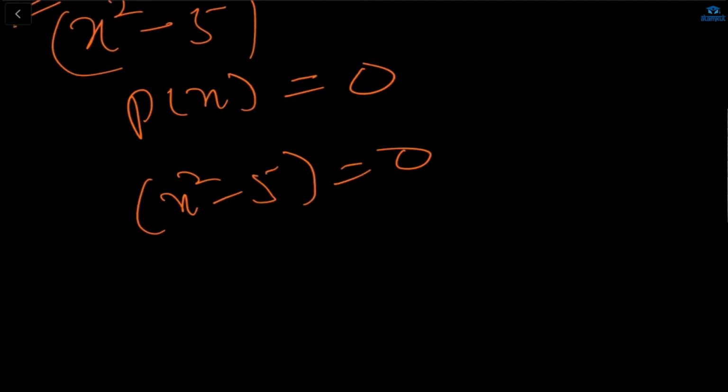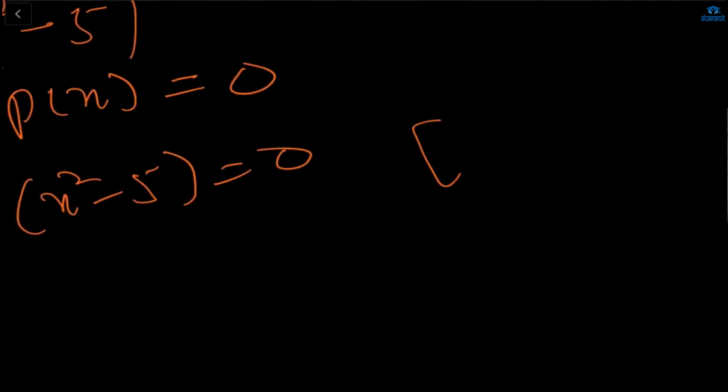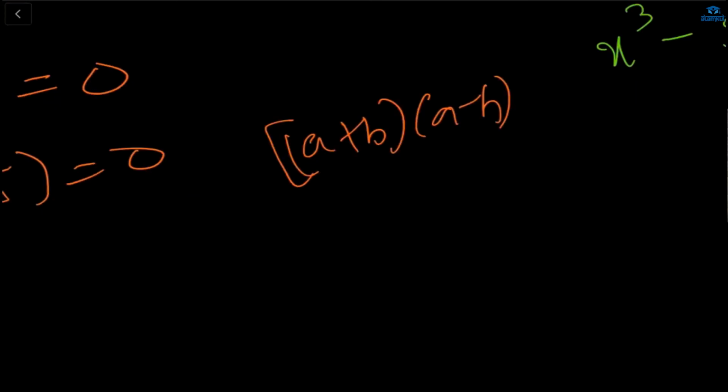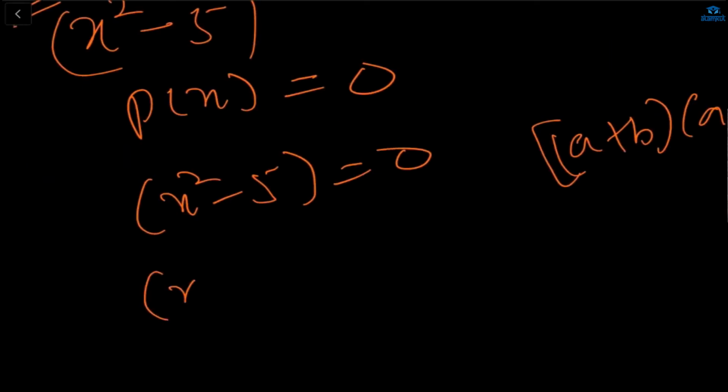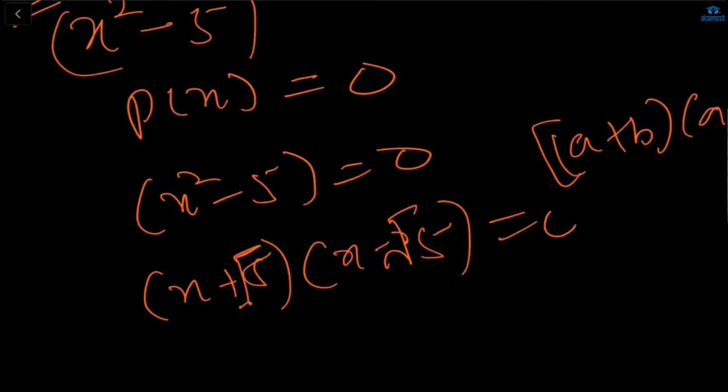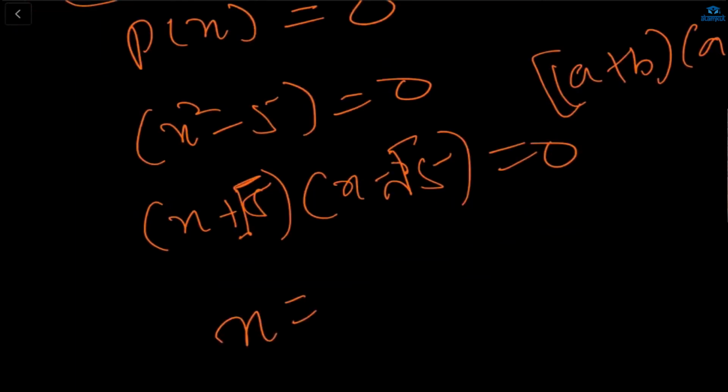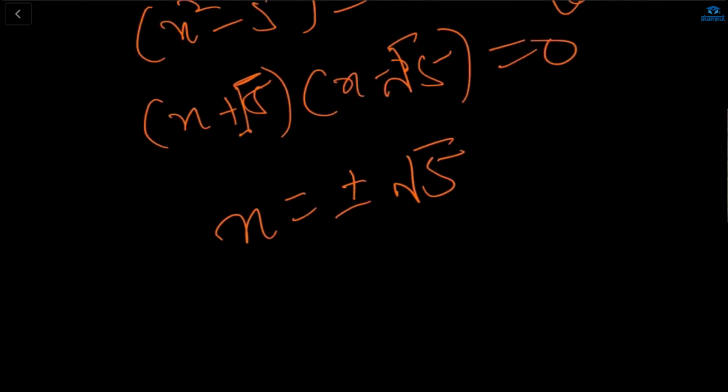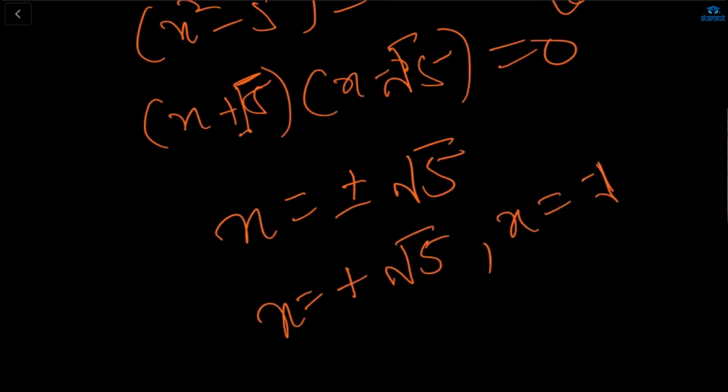Now you can change it into the form (a plus b)(a minus b). Here we can write the formula (a plus b)(a minus b) is equal to a square minus b square. In this way, you can break this down: (x plus root 5)(x minus root 5) is equal to 0. So x will be equal to plus minus root 5. Okay. Understood? One zero will be x equal to plus root 5, and the other will be x equal to minus root 5.